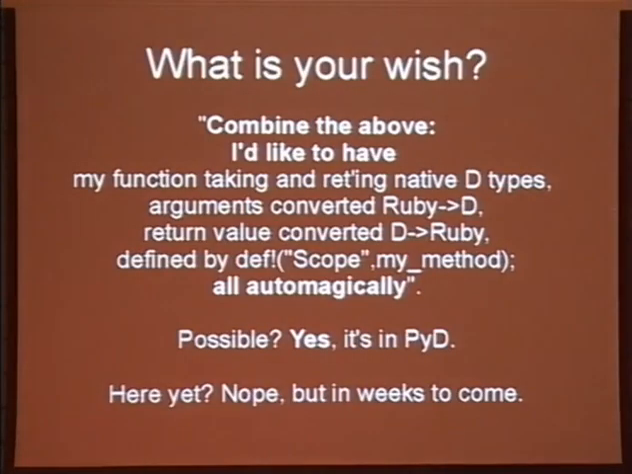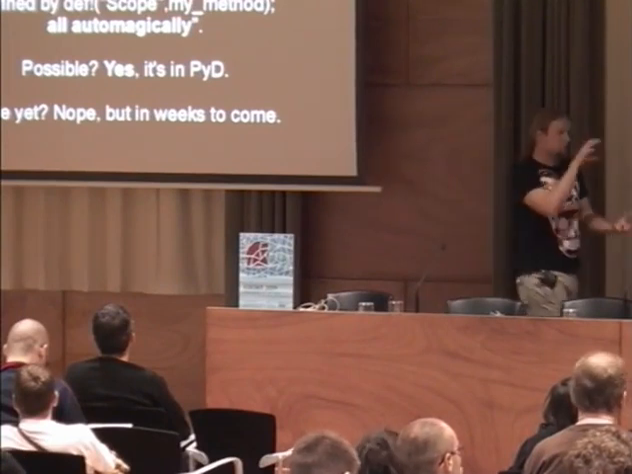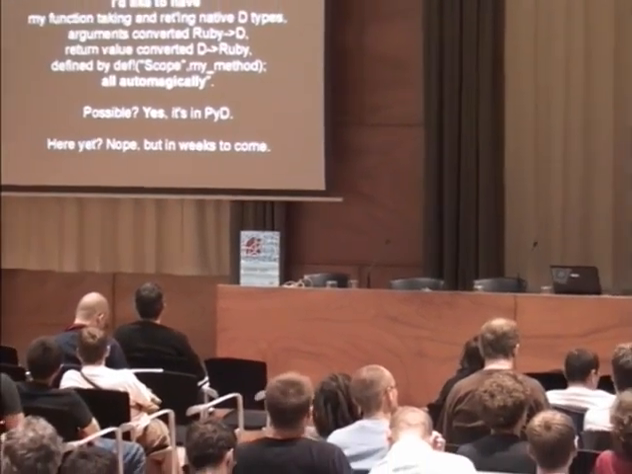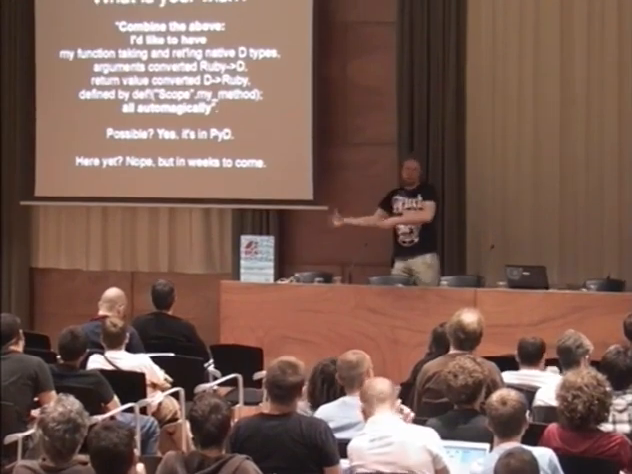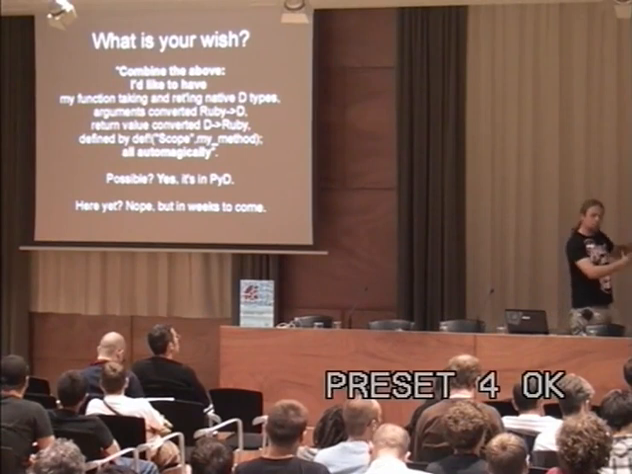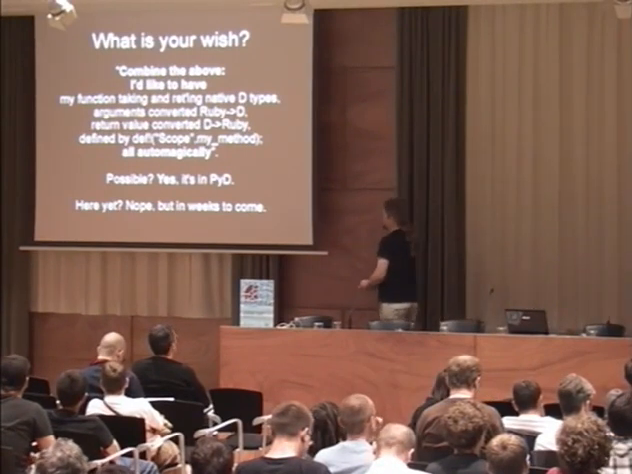So if you could combine it, it would be cool to have a native pure D function declared as taking native D types, with arguments coming from Ruby, converted automatically from Ruby to D, and then fed into this function. And that function would return a native D value, so you could use it also in your native D applications or native C applications. And then on exit it is converted from D to Ruby again, so you could pass it back to the interpreter. And also defined by def bang.